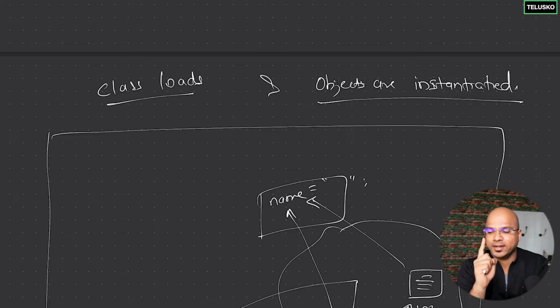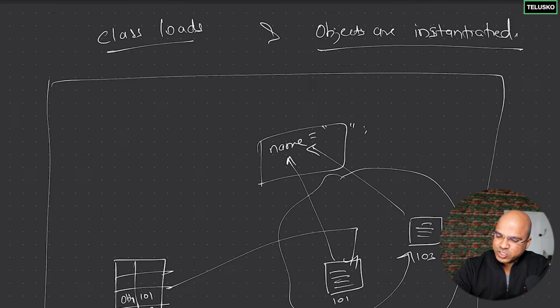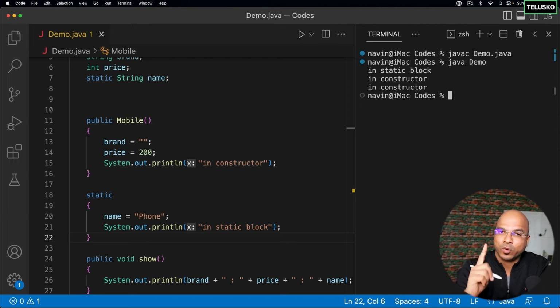Class loads and object will get initialized. The thing is, the class will load only once. So basically in your JVM, you have a special area here, which is called a class loader. Okay, and this will have all the classes which are loaded. And by default, of course, you don't have any class loaded, right? So the class will get loaded from your library to the class loader. And it will happen only once.